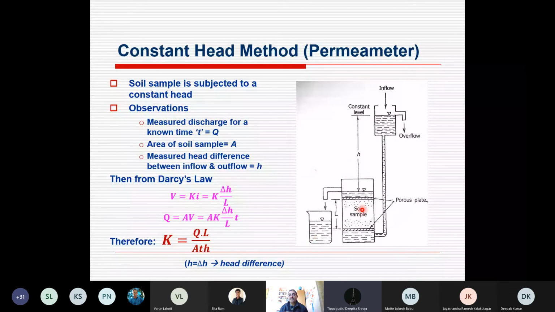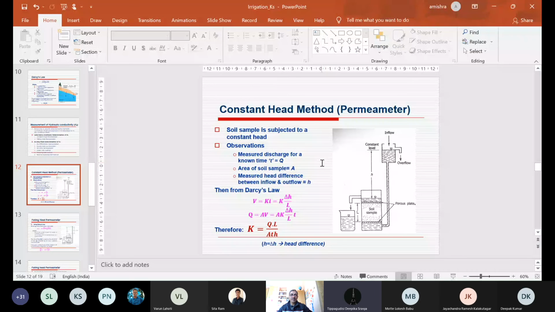Is it clear? Okay, sir. Any other query? No query? Then I assume that you are very clear, and the remaining portion of this falling head laboratory method and other applications of hydraulic conductivity I will explain in the next class tomorrow. Okay?